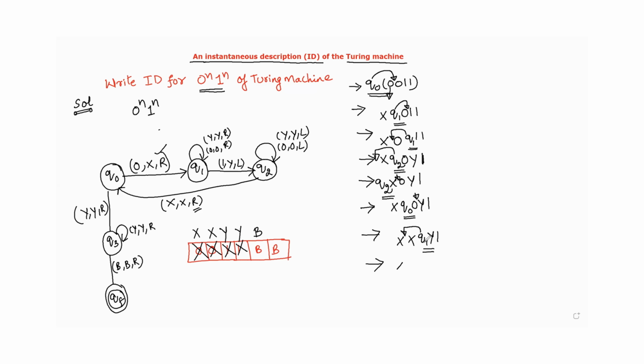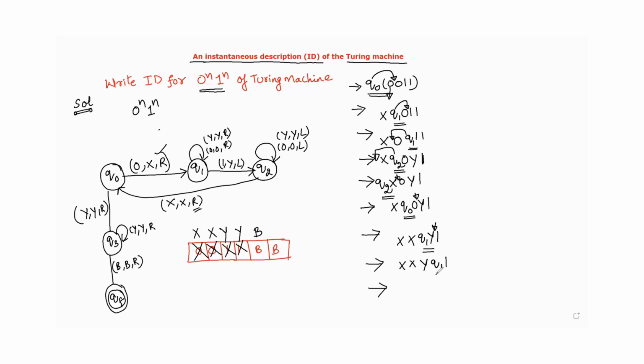x, q1 y. So q1 on y means it goes to q1 only, right side. Here the important thing: q1 on y goes to q1 only, but it is right side. So right side means this place. After y, what will come? x remains the same. So q1 on y remains the same, but it goes to q1 only. That's why we write here q1 1.